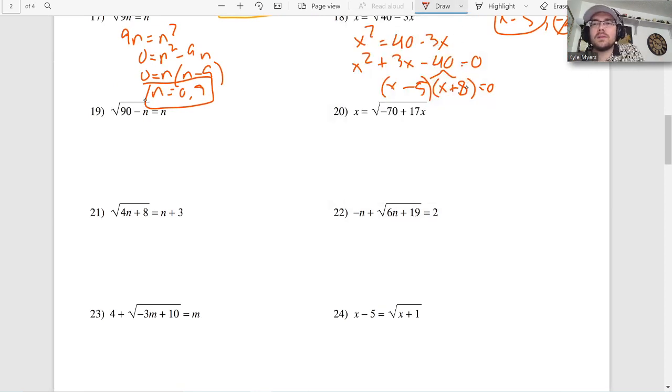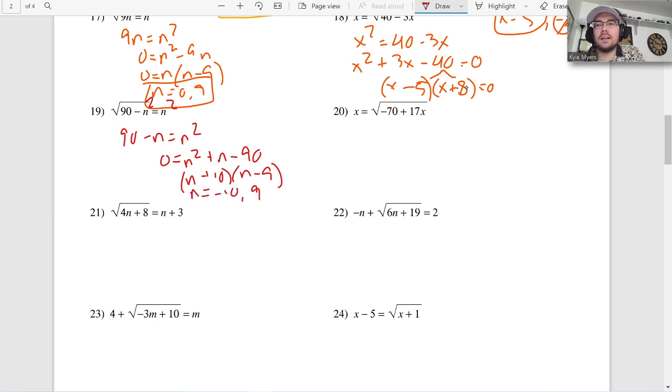Next two. Square, square. 90 minus n equals n squared. n squared plus n minus 90 equals 0. This is negative 90, so I want 9 and 10, so we want plus 10 minus 9. So n is going to be equal to negative 10 and positive 9. It looks like negative 10 is not going to work out, so 9 is the only answer. Square, square.